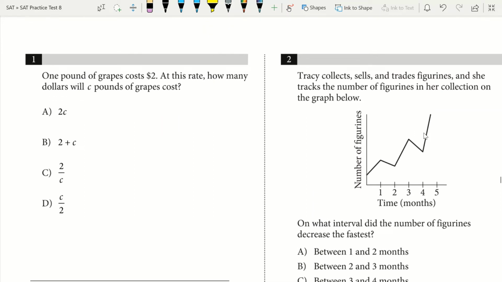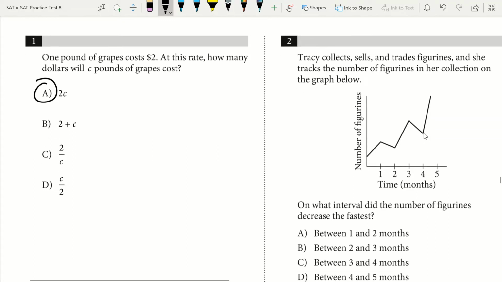1 pound of grapes costs $2. At this rate, how many dollars will C pounds of grapes cost? All right, well, each pound costs $2, so we're going to have 2 times the amount of pounds we have will be our total cost. So our answer is going to be A, 2C.